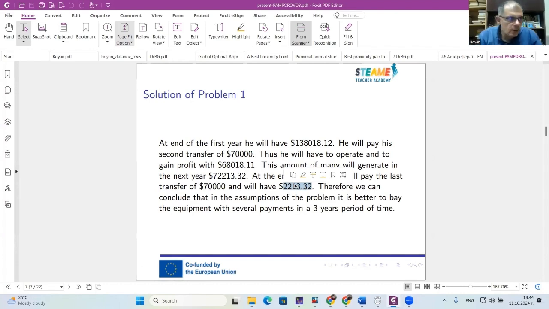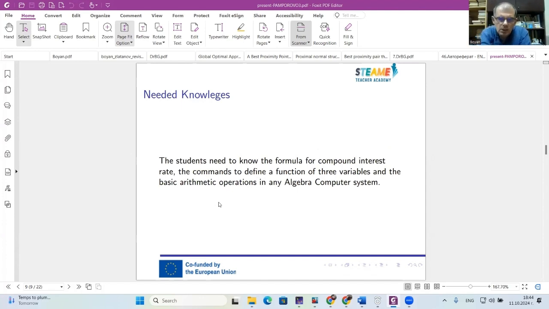more. Therefore, he can optimize his payments, and pay 10,000 more in amount, but finally he will have much more money if he chooses the better payment process. What do students need to know? They need to know the formula for compound interest rate. They need to know commands to define functions of 3 variables and basic arithmetic operations in algebra computer systems, which I'll illustrate a little bit later.